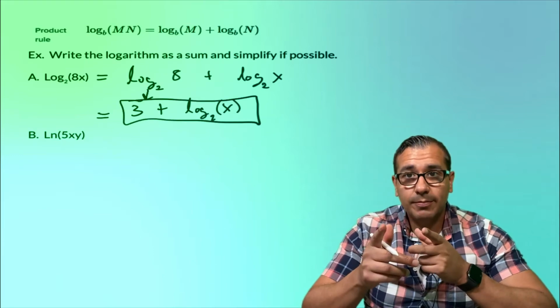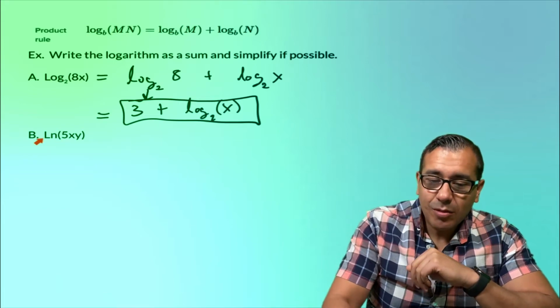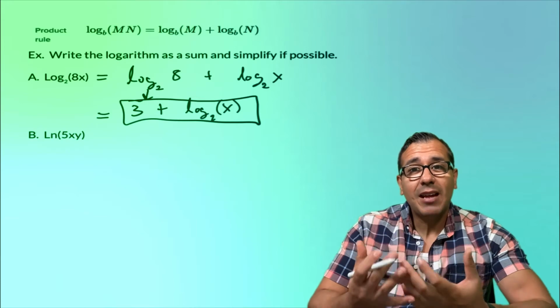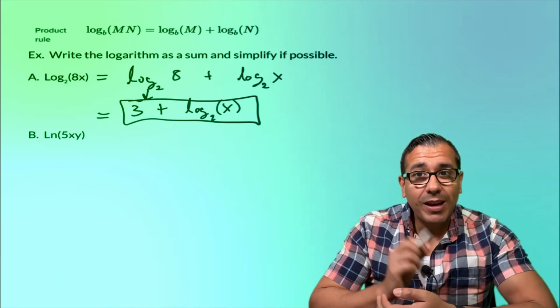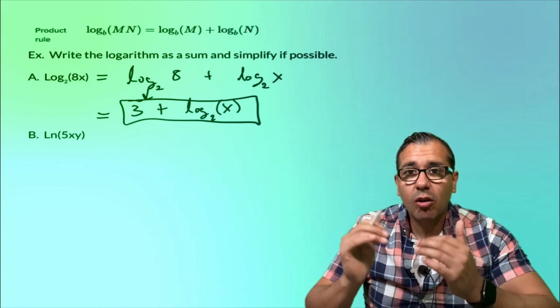Any questions? No? Good. Let's take a look at this one, our natural log. Just because it's a natural log, which means it has base e, the rules don't change. These properties still hold true.